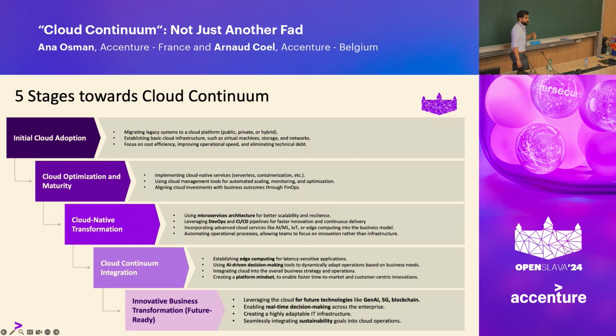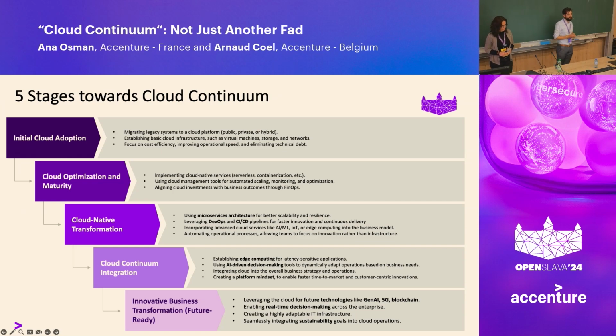And really, there's 5 stages in which we see clients. And most clients today revolve around stage 1, 2, and 3. Where you see your initial cloud adoption, you're really thinking about clients that are migrating legacy systems to cloud platforms. They are establishing cloud infrastructure, they're getting rid of their on-premise and putting it in the cloud. And the focus here is cost efficiency, improving operational speed, and getting rid of mountains of technical debt that have been accumulated over the years.